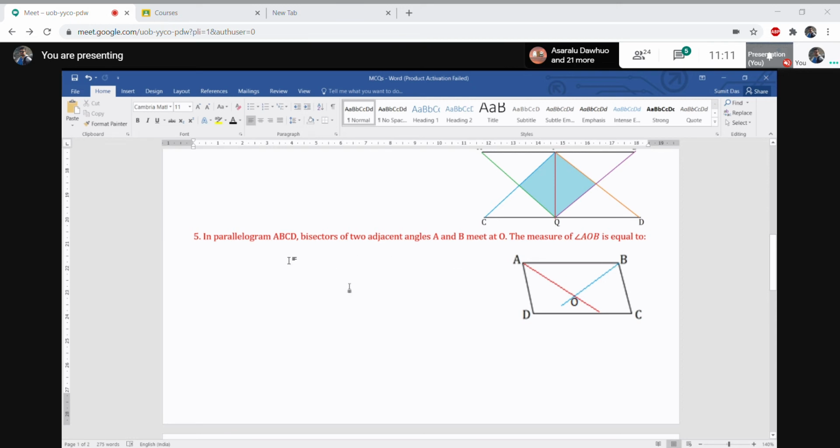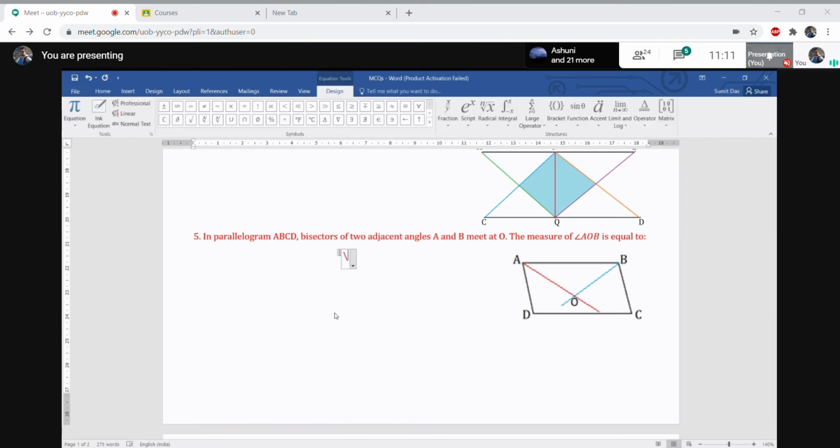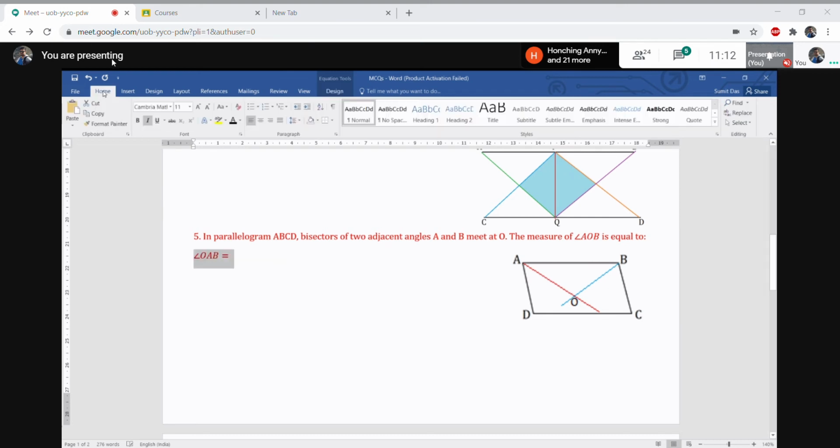How to find it? Can anyone tell me the measure of angle OAB? What is the measure of angle OAB? OAB means this angle. This angle is half of angle A, because it is the bisector of angle A. Right? Fine. Mark this one number 1.